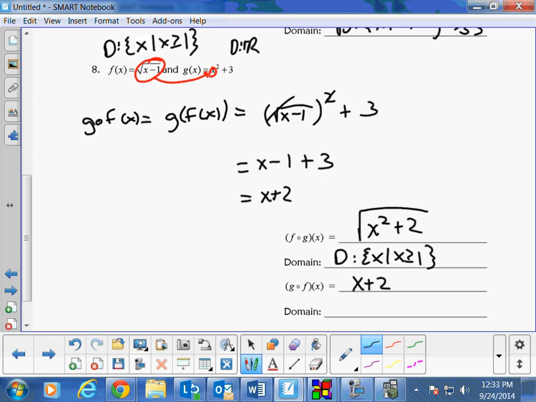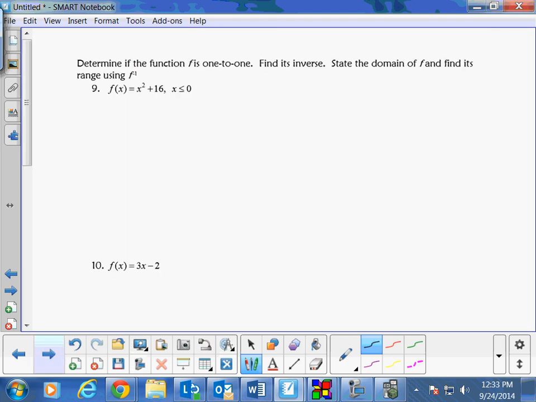X plus 2. Domain is just going to be my original domain restriction, this one as well. Domain will be x such that x is greater than or equal to 1. And there we go. Fantastic. Let's go ahead and move on to the next one so we could go ahead and see another problem.